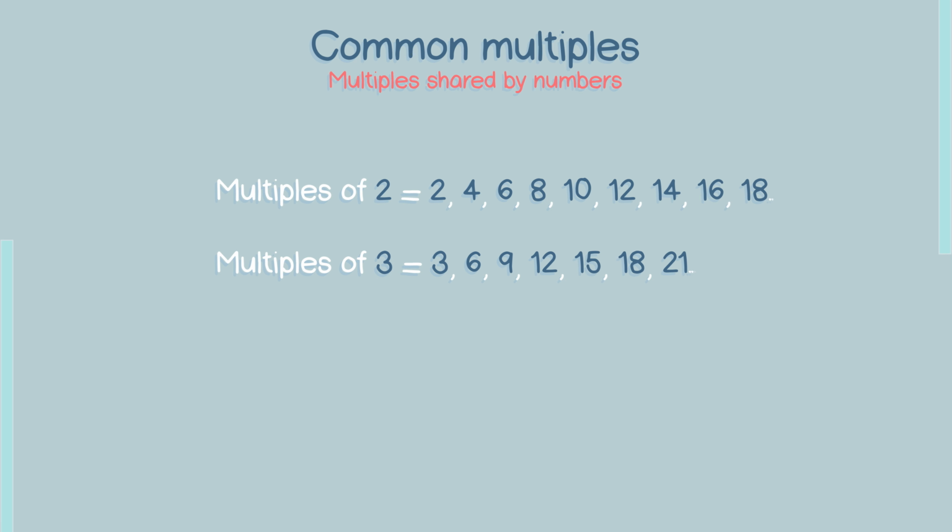How about common multiples? So common multiples are multiples shared by numbers. So if we look at the multiples of 2 and 3, and now we can look through this set of numbers and find our common multiples, the numbers that are shared as multiples by both of our numbers.